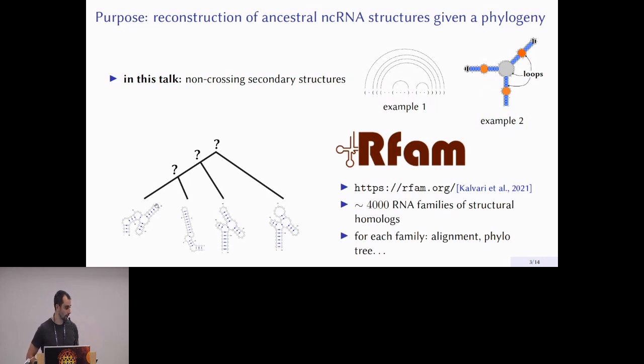So what we'll be looking at is, given non-crossing secondary structures at the leaves of a phylogenetic tree, we want to try and reconstruct ancestral versions of these structures. As a database playground, we will use RFAM, which is the main database when it comes to structured RNAs. It contains about 4,000 RNA families, and for each of them, it gives you an alignment, a phylogenetic tree, and some other things.